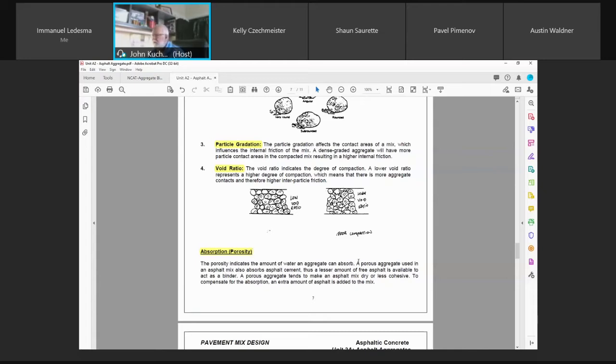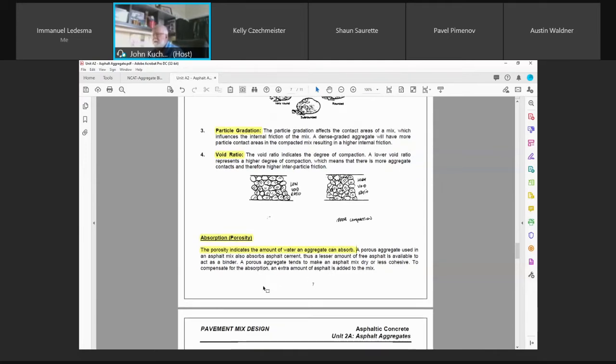Remember your porosity formula last year from Geotechnical Materials 1. Porous aggregate absorbs asphalt cement. Thus, a lesser amount of free asphalt is available to act as a binder. So, two things. You don't want it to absorb water. Now, if it's very absorptive to water, it'll be even more absorptive to the asphalt cement. And again, now you're using more asphalt cement, another cost factor that the suppliers don't like, because that's the most expensive part.